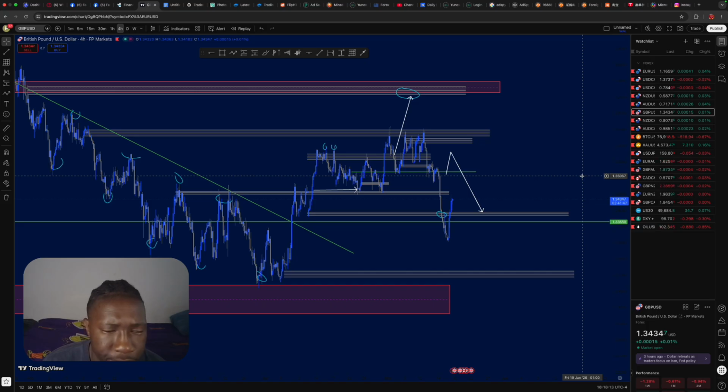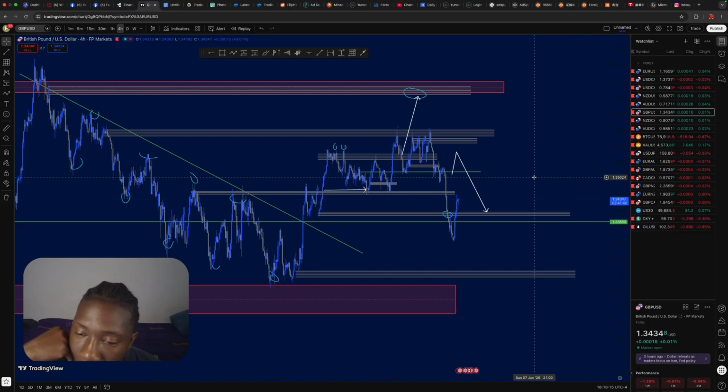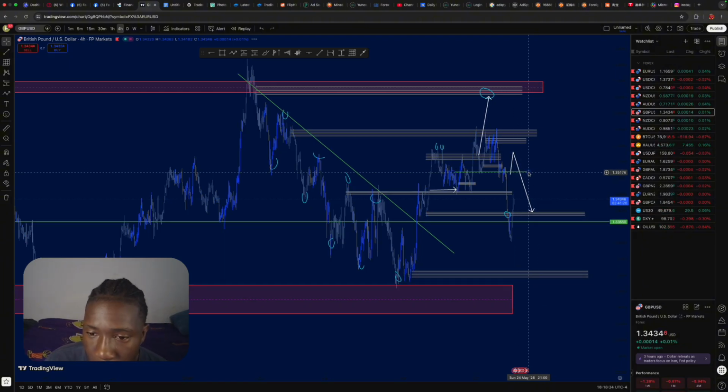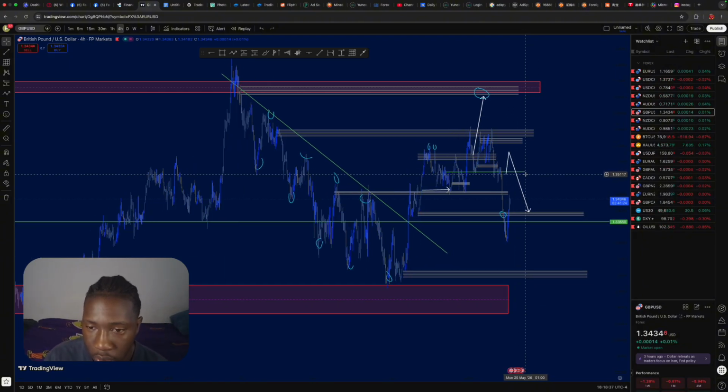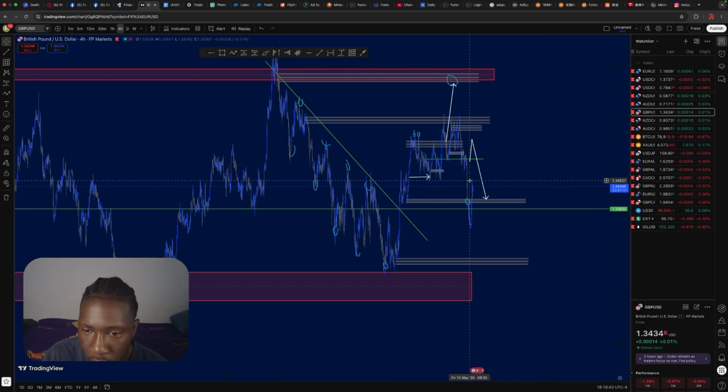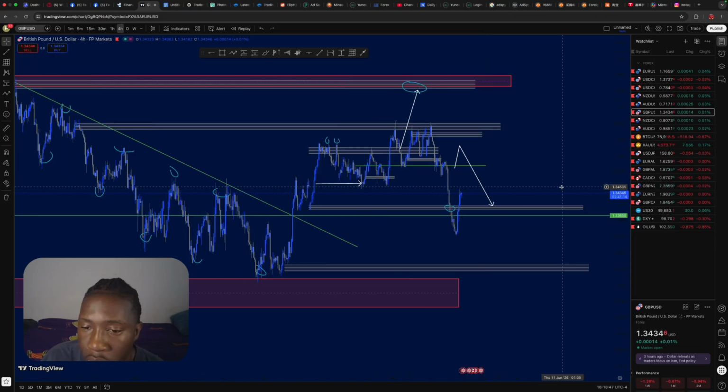But I think we are going to receive a move to the downside later, because we need a move to the downside. I don't know when, but we need it. We are going to be looking for it, a move to the downside on GBP USD.